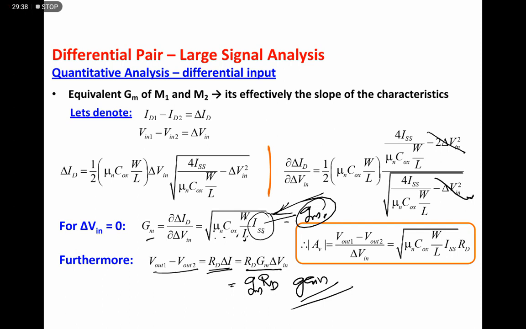That's all. In the next lecture we will discuss how to improve the gain of the differential amplifier, or what are the different types of loads that we can use to improve the gain of the differential amplifier.